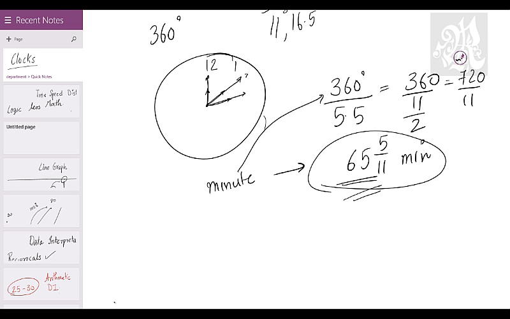Okay? Now, how much is 1 hour? How many minutes is 1 hour? Thank you. 60 minutes is 1 hour. But they meet every 65 by 11 minutes. So they meet later. That's why they don't meet at 1 o'clock, 2 o'clock, 3 o'clock. They actually meet at 1:05, 2:10, 3:15, or 3:16 for that matter. Got that? That's why they don't meet every hour.